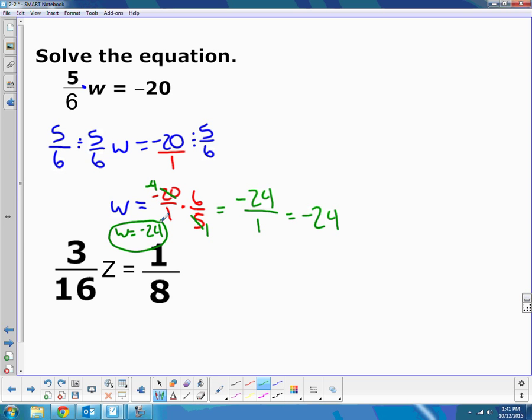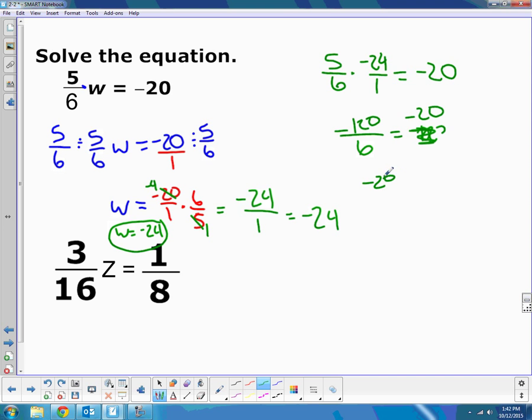And that's our answer. Now, you can double check that. You can plug it back in. 5/6 times negative 24 should equal negative 20. Put that into a fraction. There we go. 5 times negative 24 is going to give me negative 120 divided by 6. Sure enough, negative 120 divided by 6 is negative 20. So it worked.